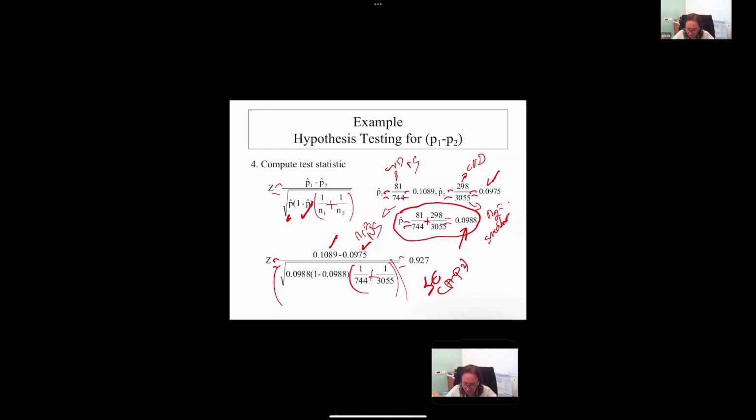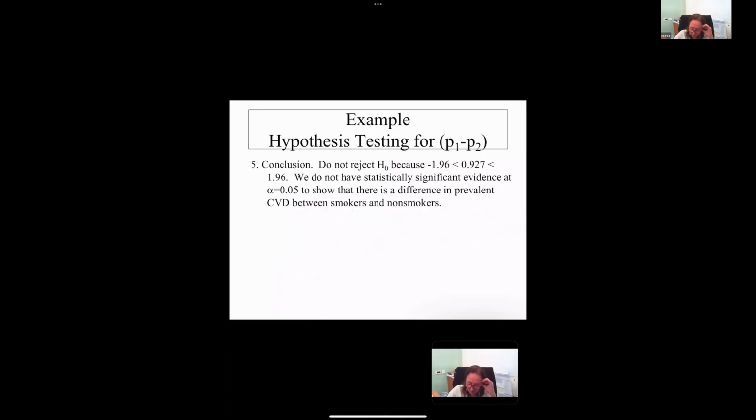This is called the standard error of P1 minus P2. So what we do is we take a pooled, this is average P, and this is average P times 1 minus P, and then times 1 over N1 plus 1 over N2. And what we get is 0.927. So what is this 0.927?